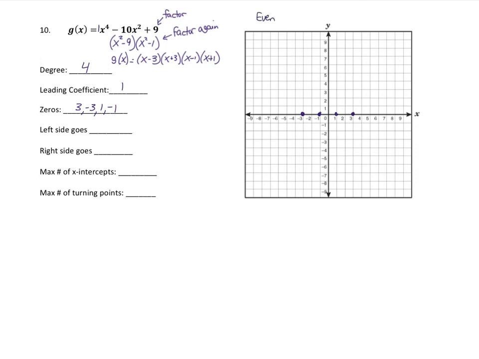This is even since our degree is 4, with a leading coefficient that's positive, so it's going to go up to the left and up to the right. Maximum number of intercepts will equal the degree, so that's 4. 1 less for the turning point, so that's 3. If we look here, we've got negative 2, 0, and 2 in between our x-intercepts, so we're going to use those as our turning points.